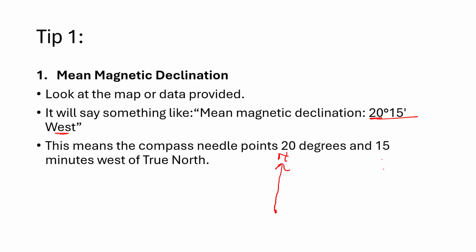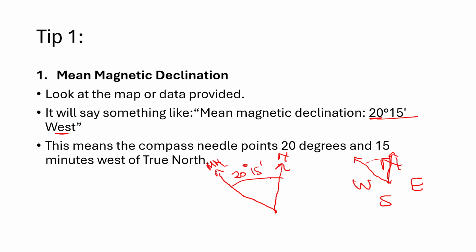So it means we were here, and then we moved 20 degrees 15 minutes west. So we'll have something like that. This will be your magnetic north. Then this angle is what we call 20 degrees 15 minutes west. This will be your mean magnetic declination. Like I said, you need to draw this because visualization makes these things easier.